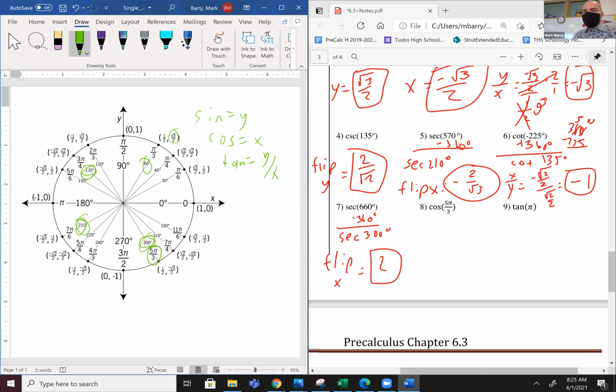Now we know cosine is x, right? So at that spot, what is x? Well, x is 1/2. We know that really well from our last problem, correct? Because we just flipped x upside down and got 2. So now it's asking for the cosine of that same spot, so that would be 1/2. Easy.